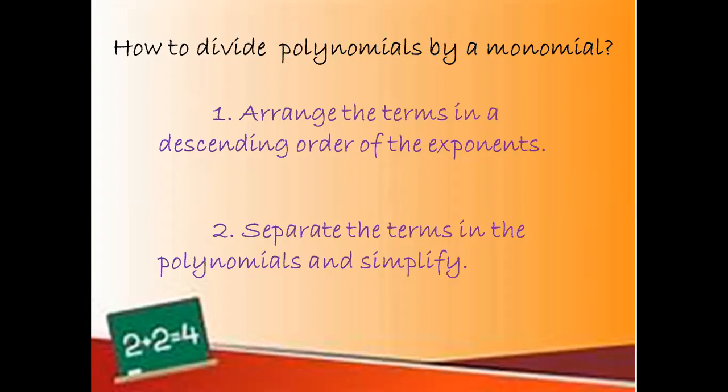All right, so that means the highest exponent will be the first term, followed by the next, followed by the next in descending order. For example, the exponents are 5, 4, and 3. So the highest exponent, which is 5, will be first, followed by the second exponent 4, then the third exponent 3. So that means we arrange the terms from highest to lowest according to the exponents. All right, so that is step number one.